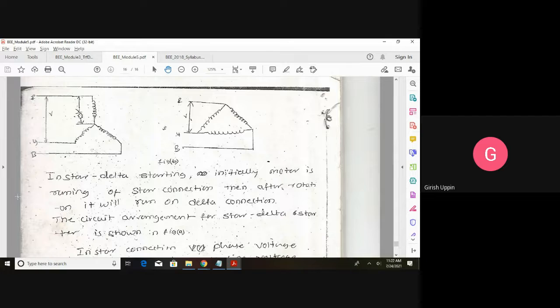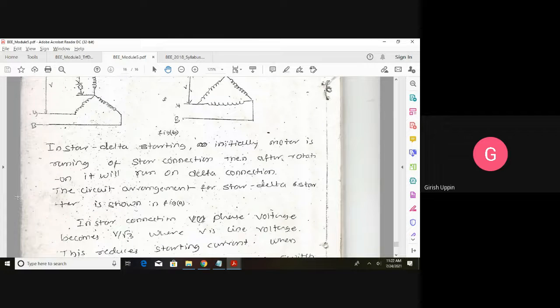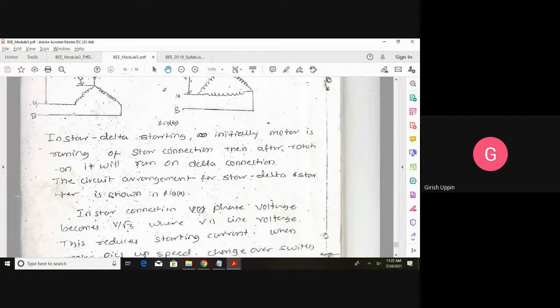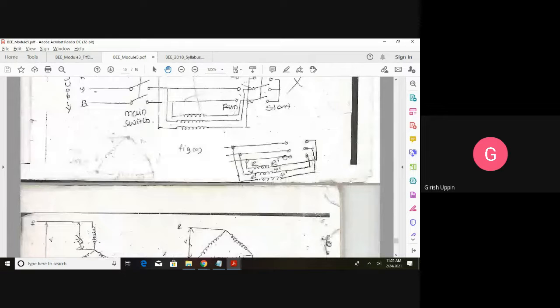In star delta starting, initially the motor runs on star connection, then after it rotates, it will run on the delta connection. This circuit arrangement for the star delta starter is shown. Either use this connection, or you can refer to any book, where you will find that this connection is not correct.